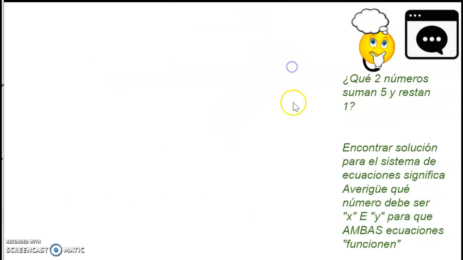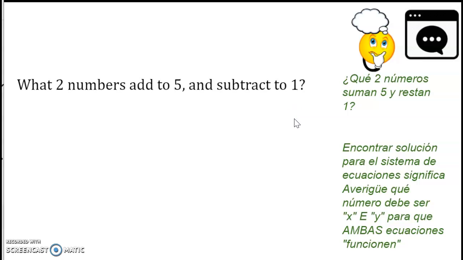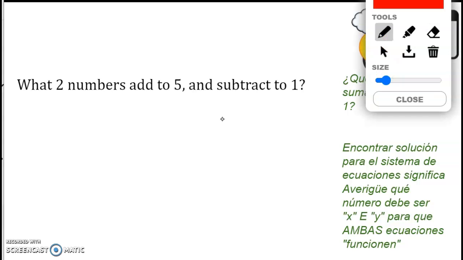Okay, so then what two numbers add to 5 and subtract to 1? Okay, so then we have an AND condition, don't we? That means we have two numbers. We're dealing with x and y. So let's call these x and y.